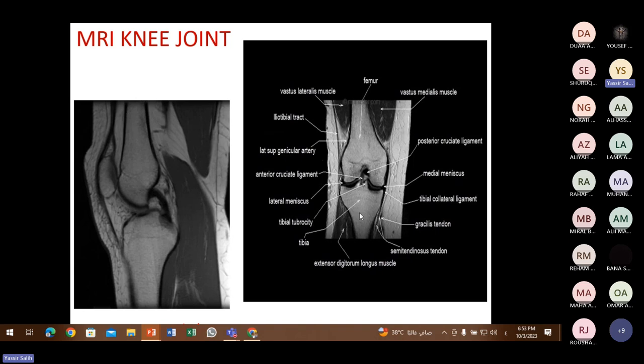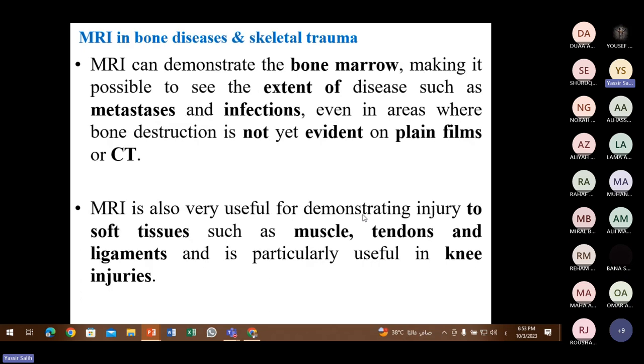Bone marrow. MRI is a good imaging technique for assessment of bone marrow. So it can help us in any disease involving this part, such as metastasis or infection. And this MRI can demonstrate the infection, مثلا osteomyelitis or secondary metastasis in the bone before CT and plain X-ray. يعني it is more sensitive. MRI is more sensitive in assessment of the bone marrow abnormality.